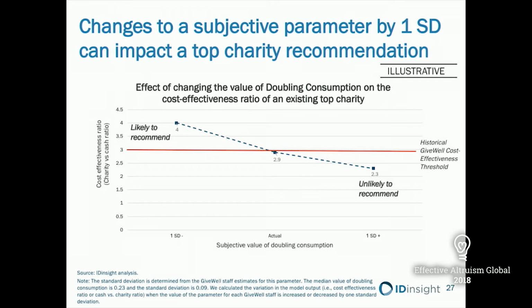And another way of showing this is that Against Malaria Foundation is generally considered around 3 times as cost-effective as cash. But if you just move one standard deviation down in terms of people's subjective values of increase in consumption versus health, it looks very strong. But if you go one standard deviation up, you're unlikely to recommend Against Malaria Foundation versus cash. And so I think this is another example that this is a very real non-academic trade-off that we're making based on our own subjective inputs.